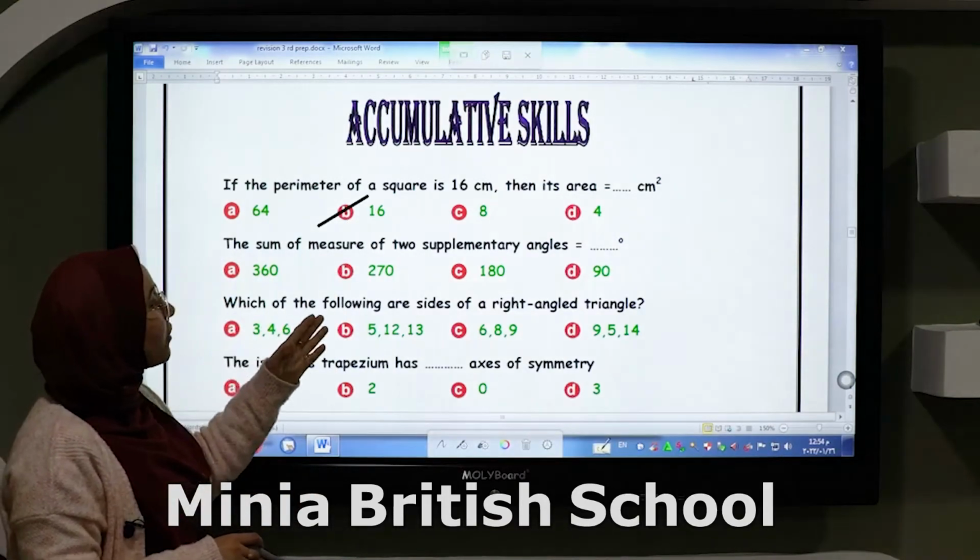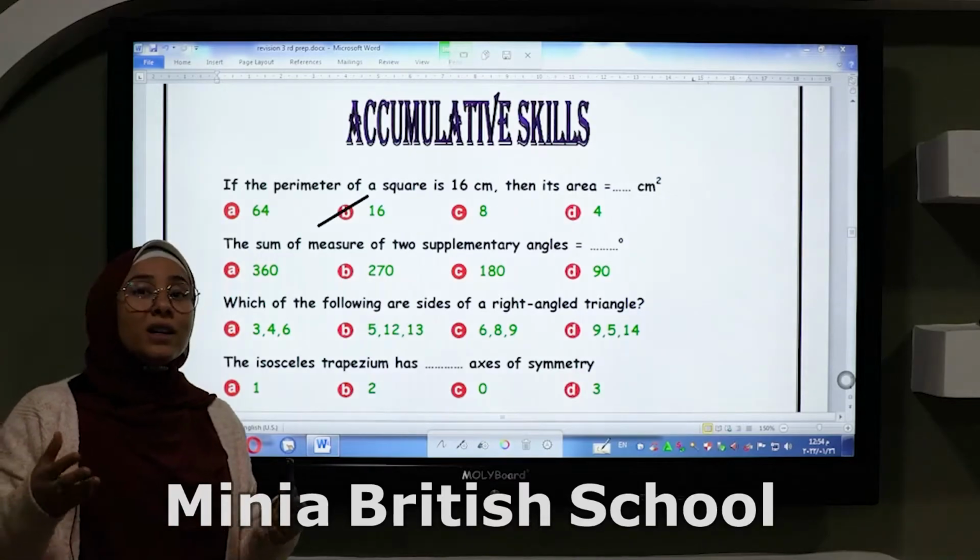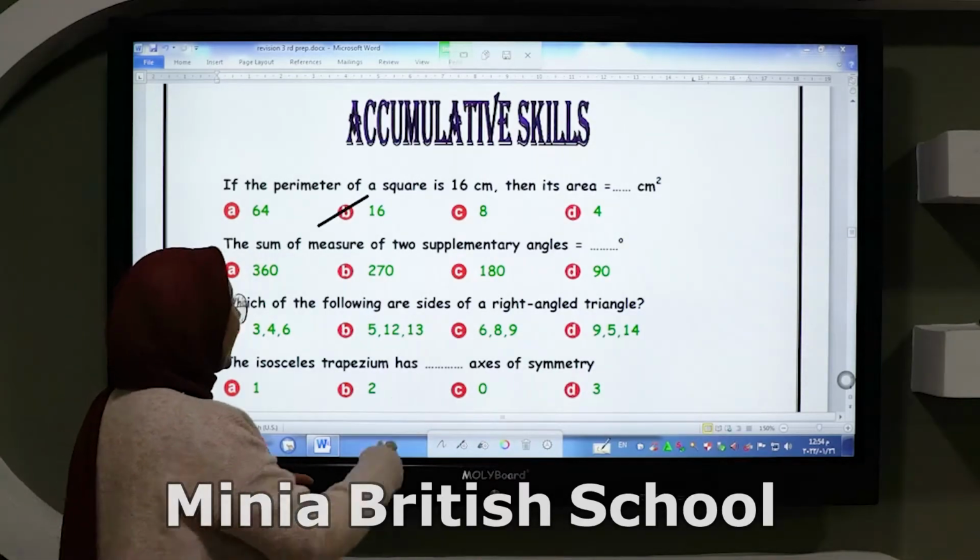The sum of measures of two complementary angles equal? Good, 180.